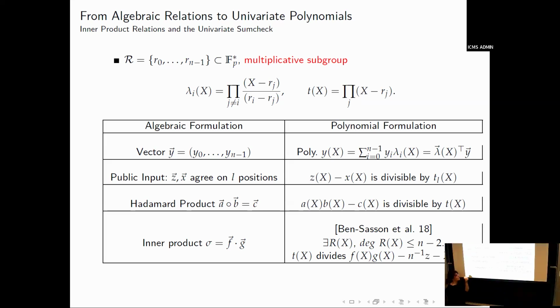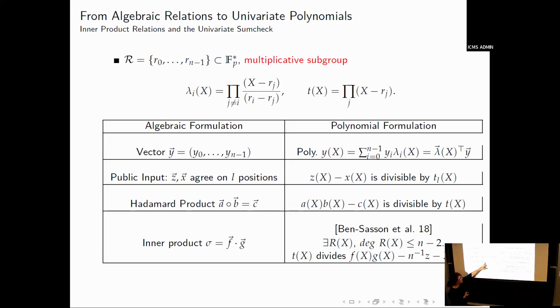So if I think of mapping a vector to a polynomial, then I can prove relations like a public input by just showing that if these two vectors agree on certain positions, their polynomials must agree there. So their difference must be zero in all the positions in which they agree. So their difference must be divisible by the vanishing polynomial at the positions where they agree.